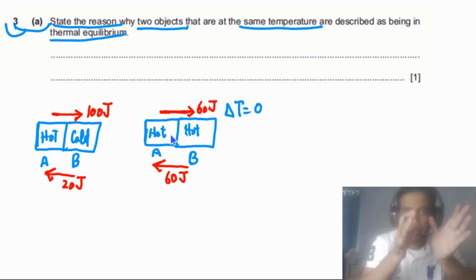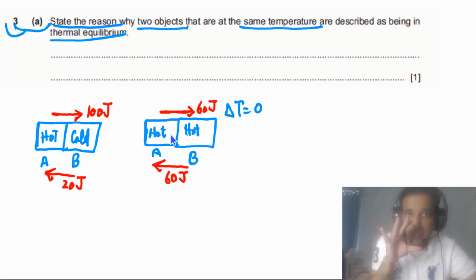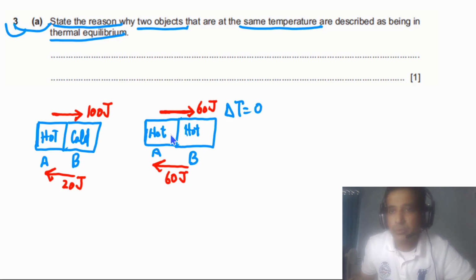So in this case, A and B, when they are at the same temperature, they are in thermal equilibrium because there is no net thermal energy transfer between these 2 objects. So this is what is meant by thermal equilibrium. No net transfer of thermal energy between 2 objects when they are at the same temperature. I hope this one is clear to you.